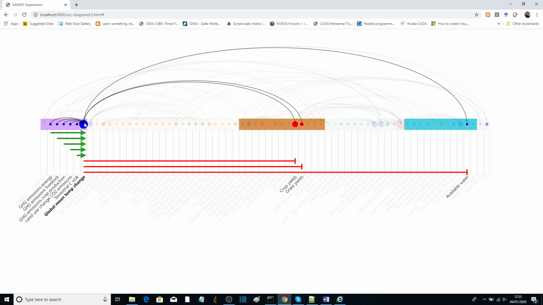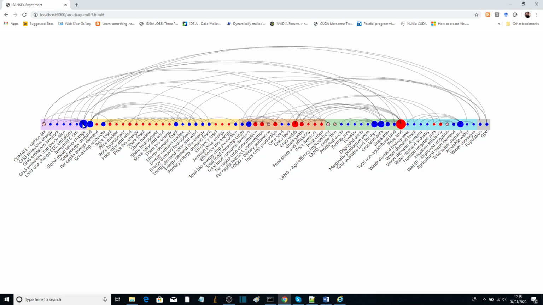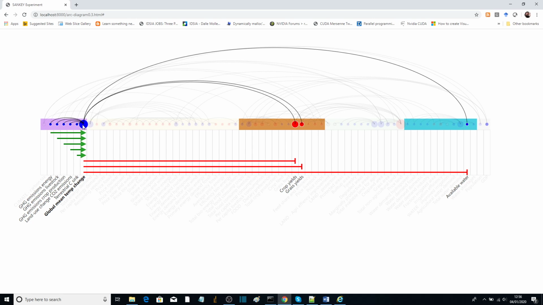When it's red, what I've encoded, with this minus sign at the end, means that it's an inhibitor, so it gives the opposite reaction. When it increases, it actually decreases the node it's linked to. So it makes sense: when the global mean temperature increases, the crop yield decreases, the grass yield decreases, and the available water decreases as well.